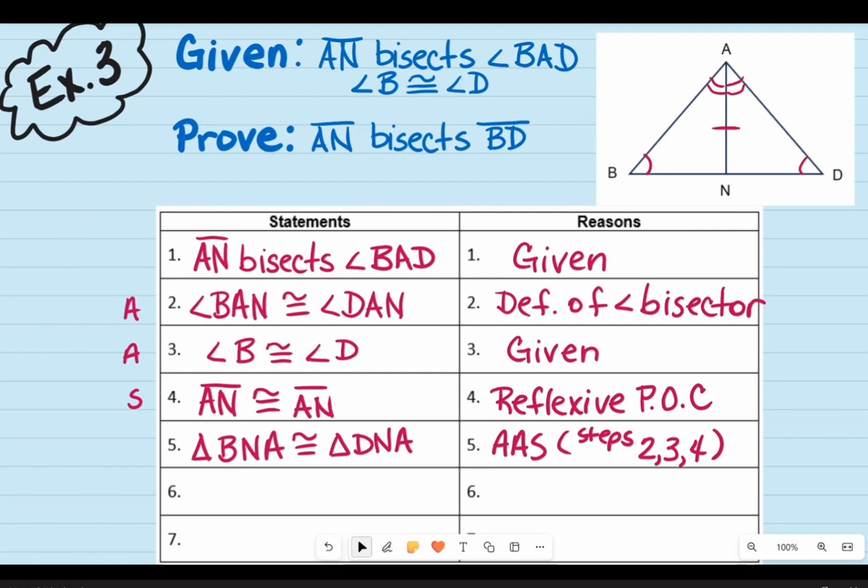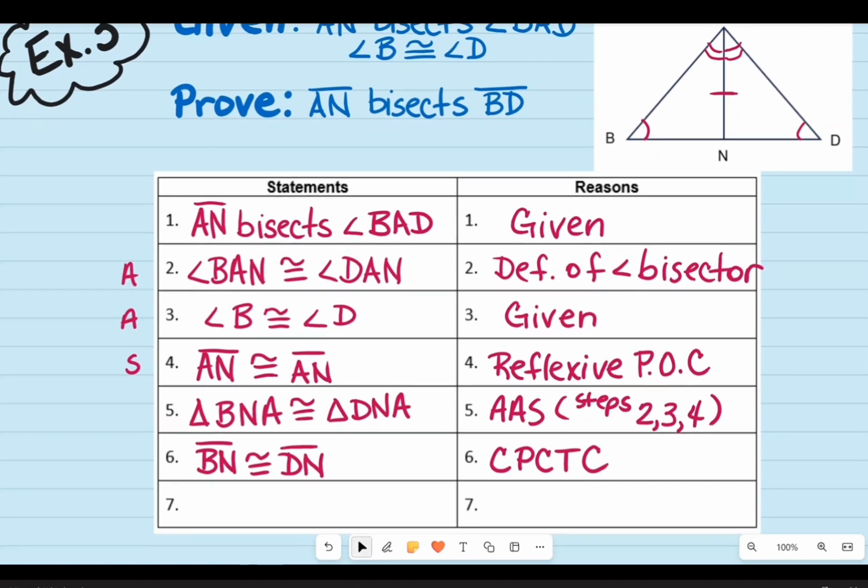But I haven't gotten to the part where it says to prove, so I want to keep going. And what I'm looking at is the first two positions of my triangle congruency statement. So I see that segment BN is congruent to segment DN. How do I know that? Because corresponding parts of congruent triangles are congruent, CPCTC. And now I can actually prove what I was asked to prove above.